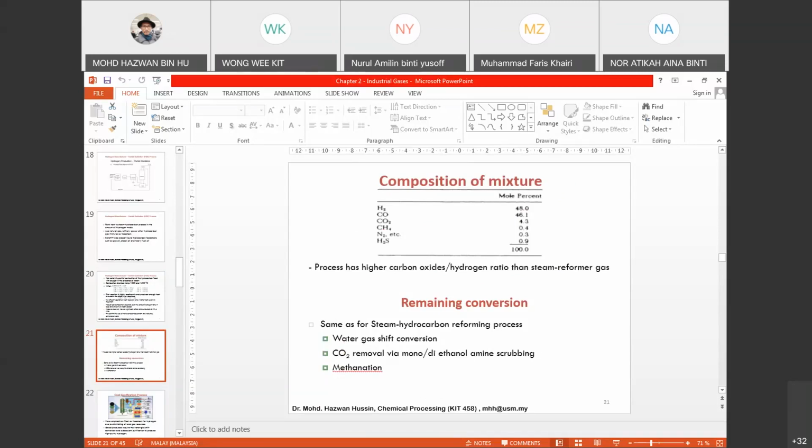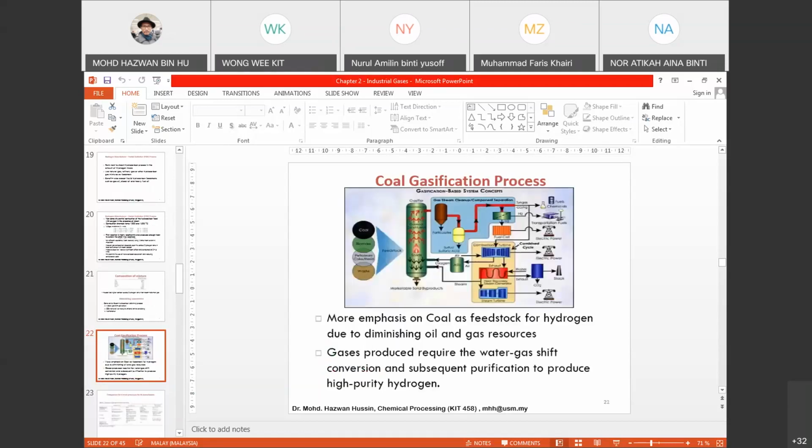Okay, because you can see over there the CO percentage is quite high, like 46. If you can convert this 46 into CO2 plus hydrogen gas, then this can actually increase the percentage of hydrogen, perhaps to more than 50%. Okay, any question so far? Anything? Anything you want to ask? No, Doctor. Moving on to the next process.